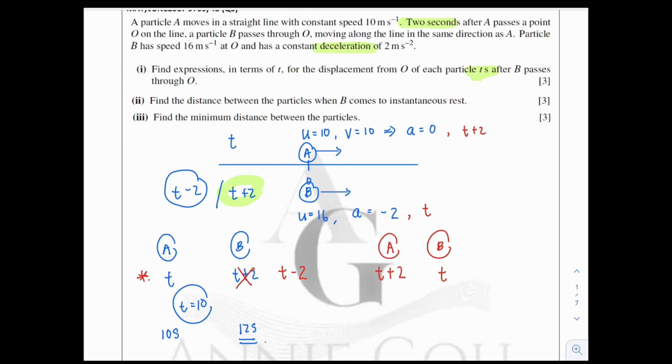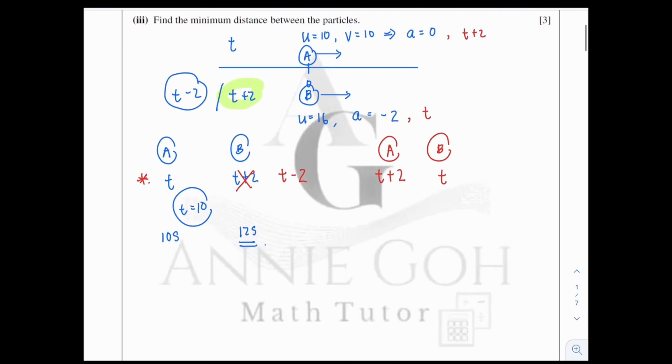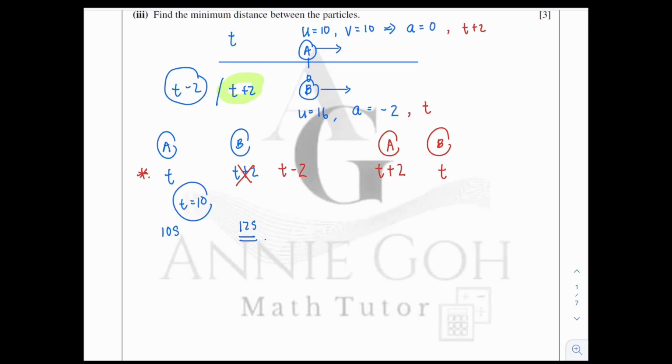Alright, so what information are we having here? We have u, a, and t. The question asks us to find the expression in terms of t for both the particles. So for now, let's do the particle A first. For the particle A, the formula that we are supposed to use to find the displacement is s equals ut plus half at squared.